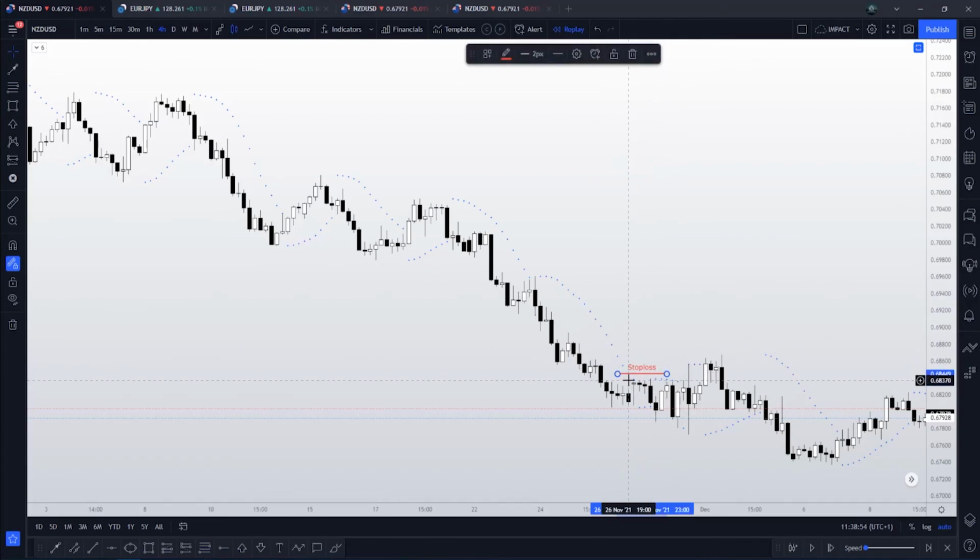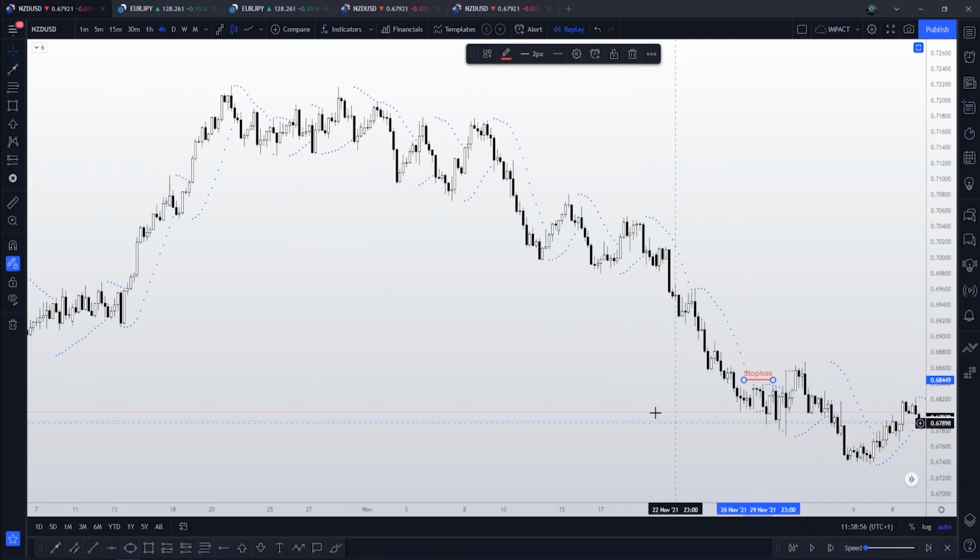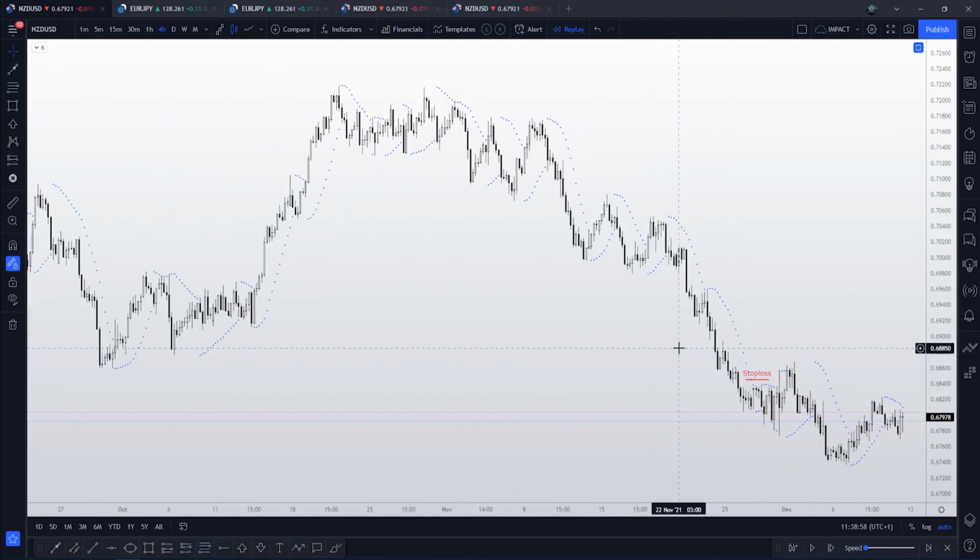Now you don't have to use this method for moving your stop loss. You can also use market structure or price action, or just use a set of rules based on risk reward, but we will show you this in a later video on how to manage a trade. For now, these were all the indicators that we use for the impact strategy.